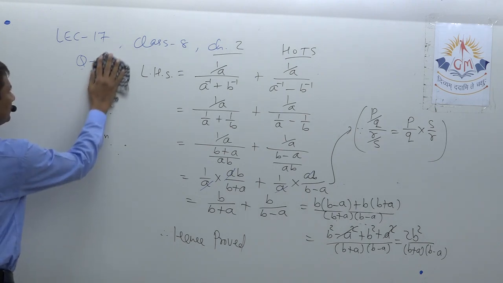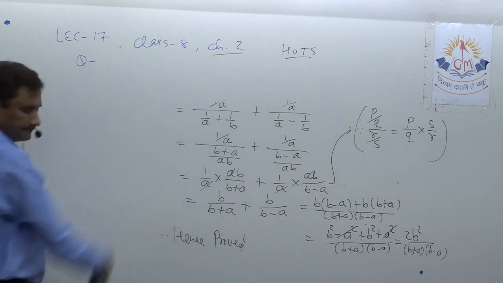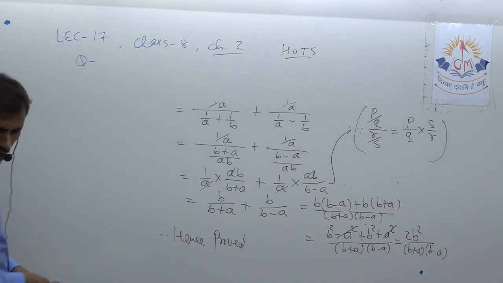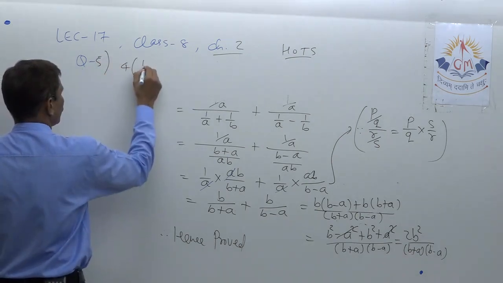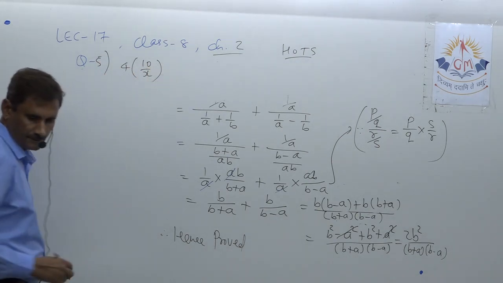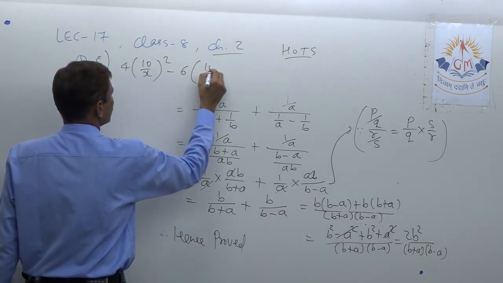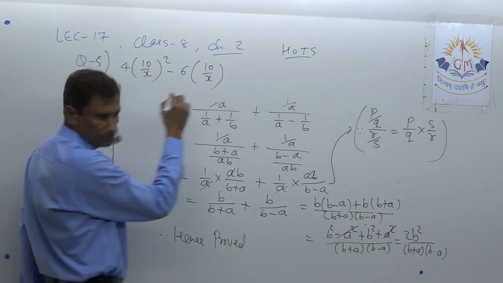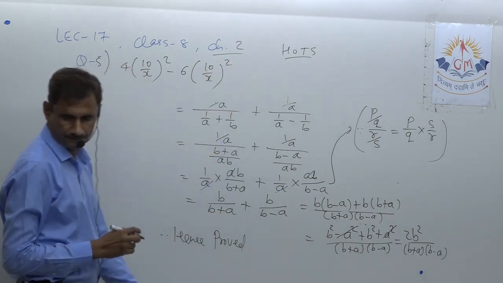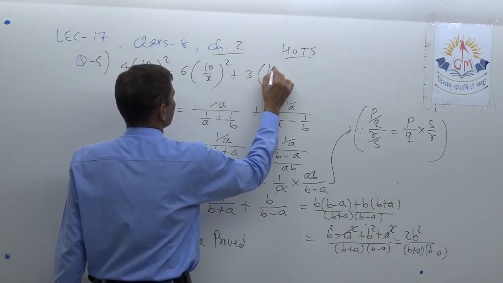Okay, now question number 5. 4 (10 by x) raised to 2 minus 6 (10 by x) raised to 2 plus 3 (10 by x) raised to 2.